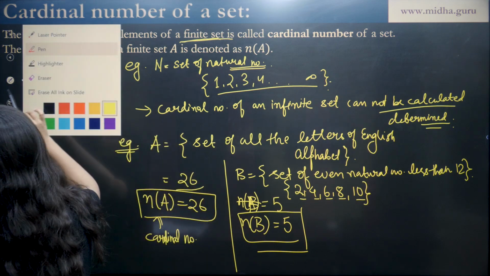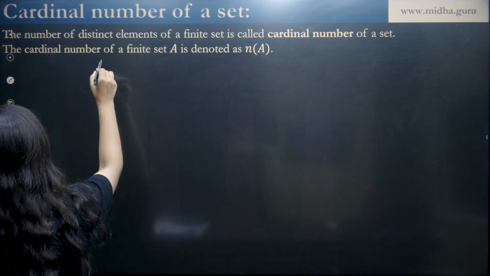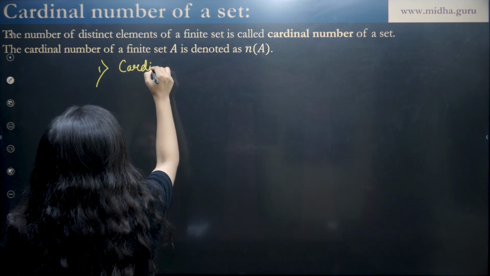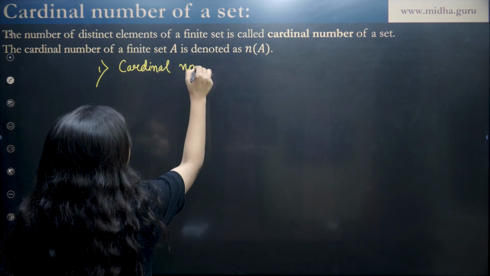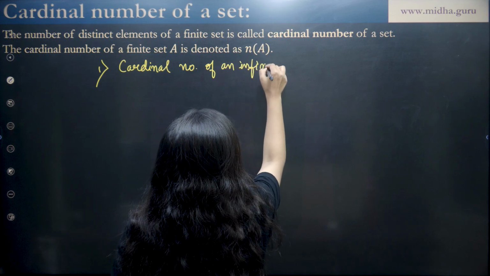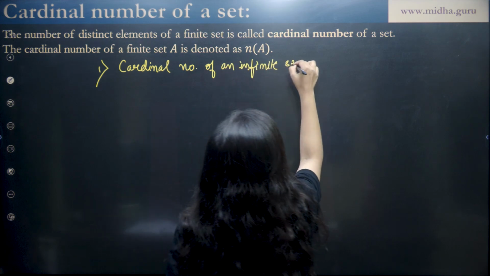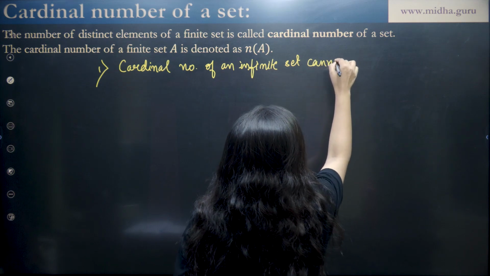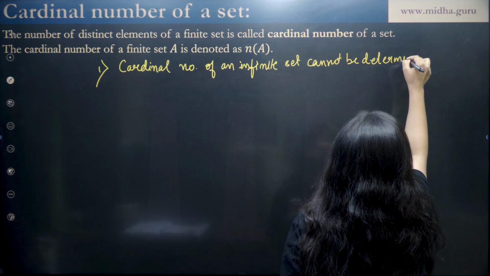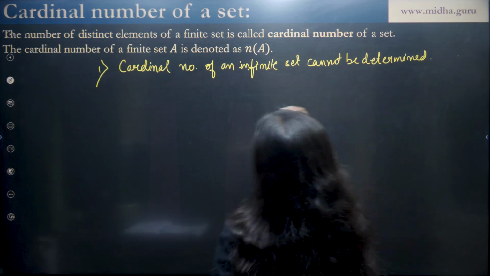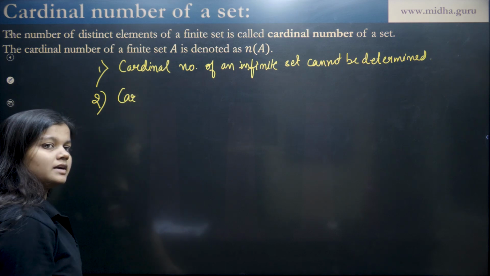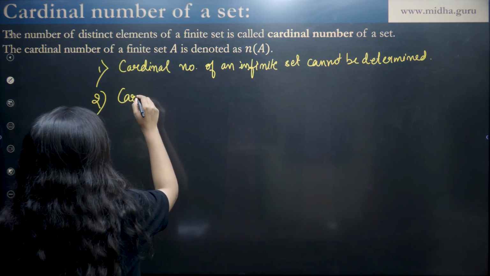Some of the points we have to remember in this: first, as I have told you, the cardinal number of an infinite set cannot be determined. Okay, next is the cardinal number of a singleton set. What is the cardinal number of a singleton set?